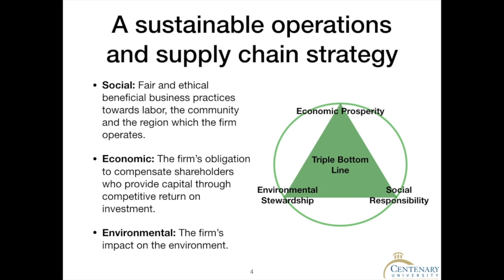So you can see it's very common now for companies not just to report their CO2 emissions, but to set goals to reduce those CO2 emissions. And that's a public commitment in terms of the environmental aspect of the triple bottom line.